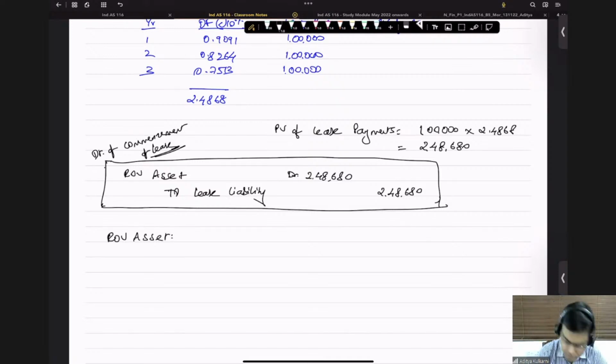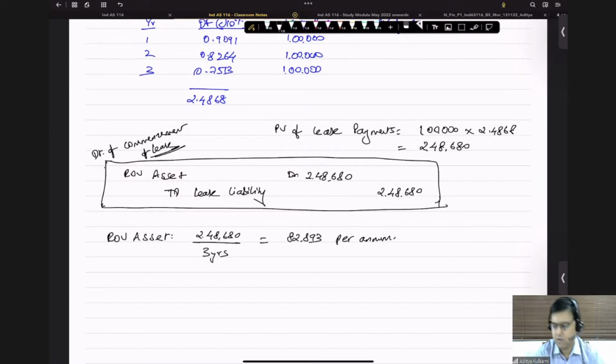Now, 2,48,680. The life of the lease contract is 3 years. So 2,48,680 divided by 3 is going to be 82,893 per annum. So you will be taking 82,893 per annum as depreciation. So over a 3-year period, my ROU asset is going to be entirely depreciated.